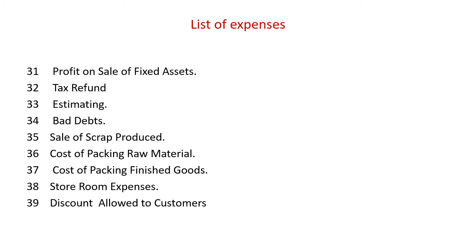Interest income, rent and dividend income, profit on sale of fixed assets, tax refund: these are income and we are distributing expenses, hence all are ignored. Next, estimating. Estimating is production related budgeting. It is factory overhead. Bad debt: ignore it or add it to selling and distribution overhead.